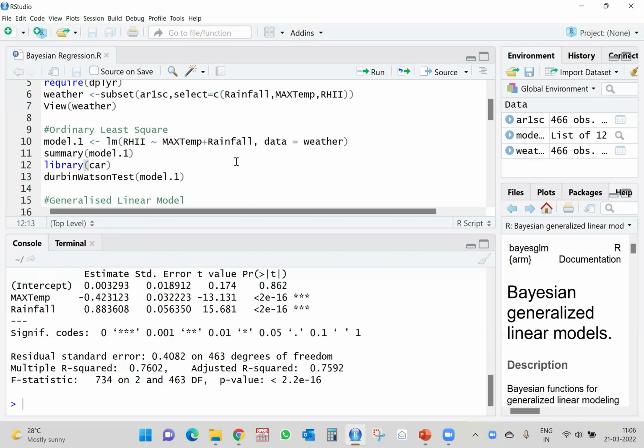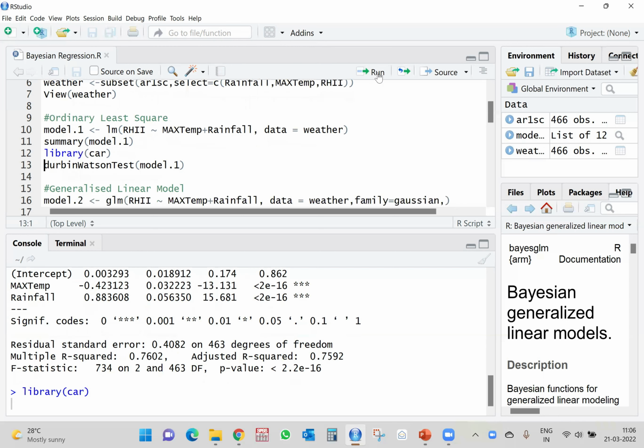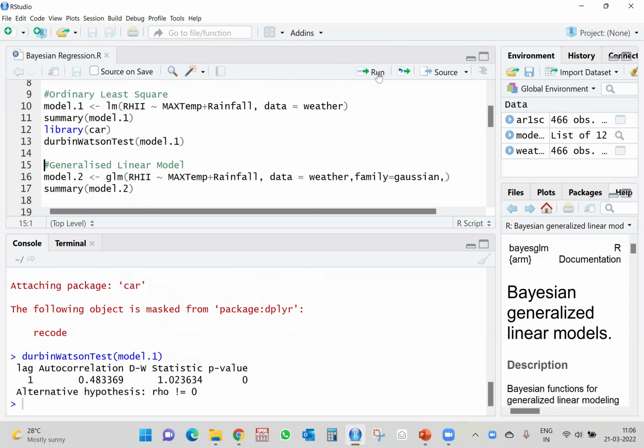For that, we are utilizing the car package to check on this assumption by the Durbin-Watson test. We have found that the autocorrelation of lag 1 is 0.48 and the DW statistic is highly significant, that is, near zero. So we go for the alternative hypothesis that rho is not equal to zero.